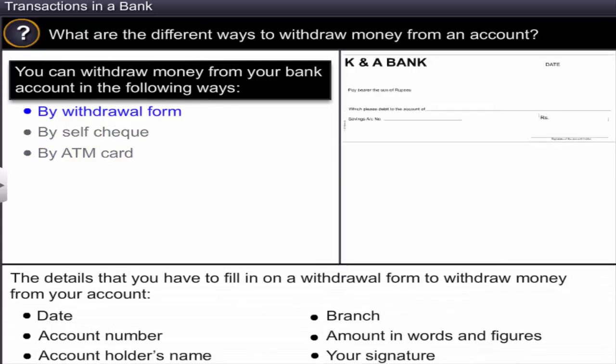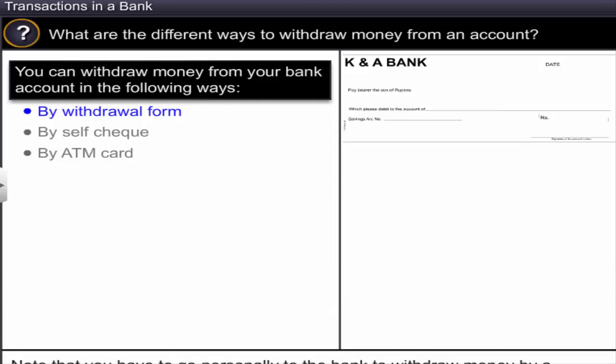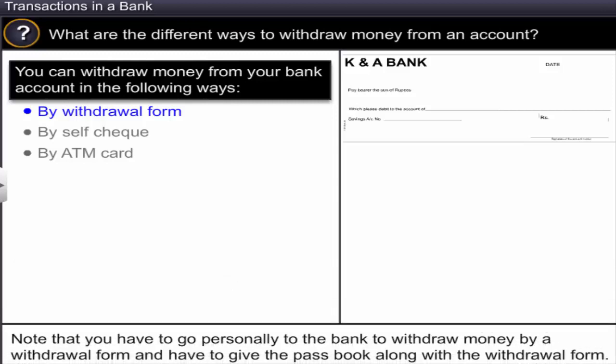You have to fill up a form called a withdrawal form to withdraw money from your account. It consists of columns like date, account number, name, branch, amount to be withdrawn in words and figures, and your signature. Note that you have to go to the bank yourself to withdraw money by a withdrawal form and have to give the passbook along with the withdrawal form.